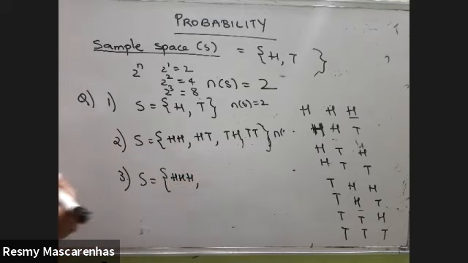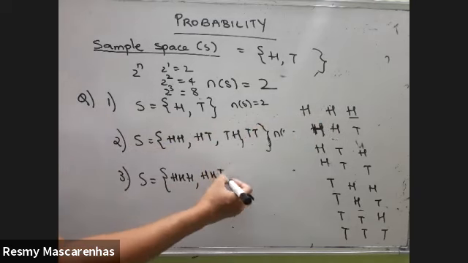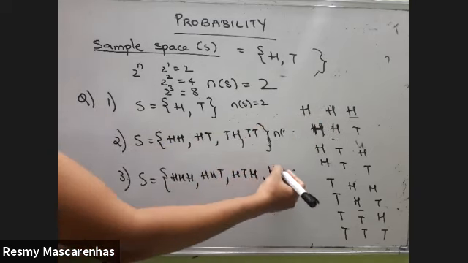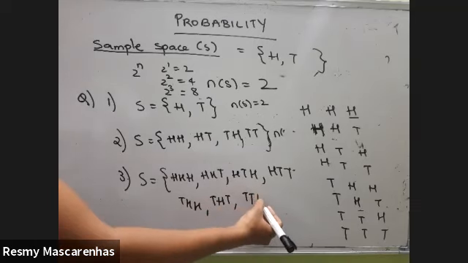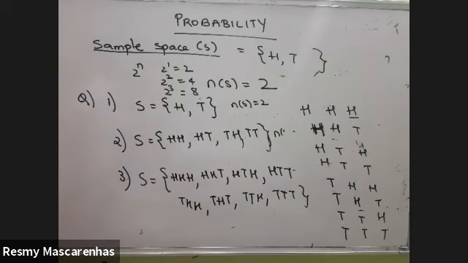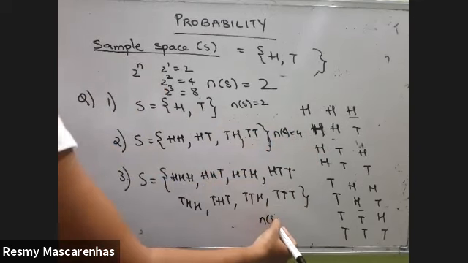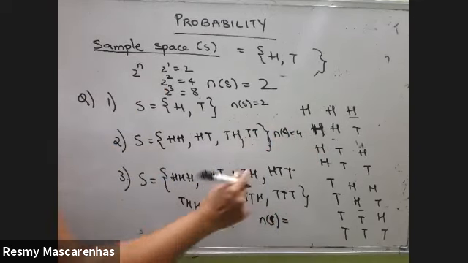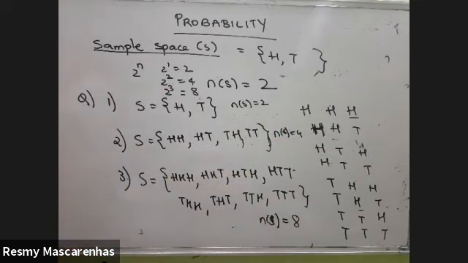Head, head, head. This is one option, one possibility. Then just copy this here again. This is your answer. We just want to know how much is your sample space. This will be 8. Number of elements. So this has to be counted as one element. This will be your third answer.